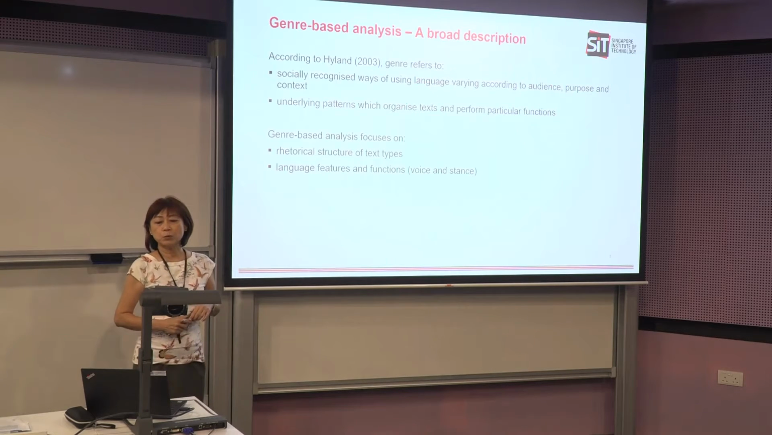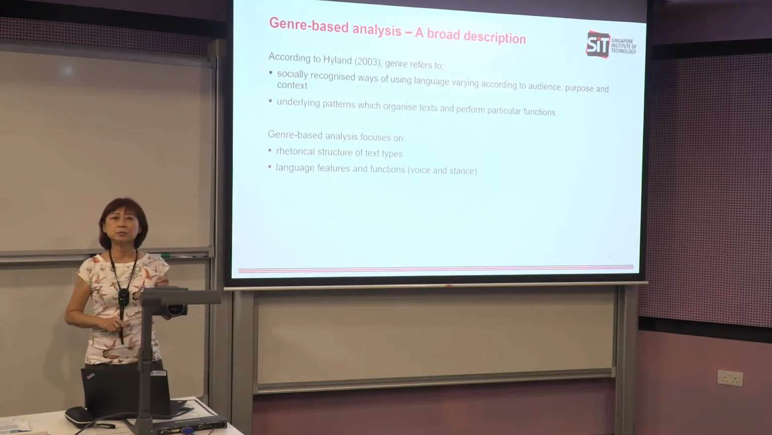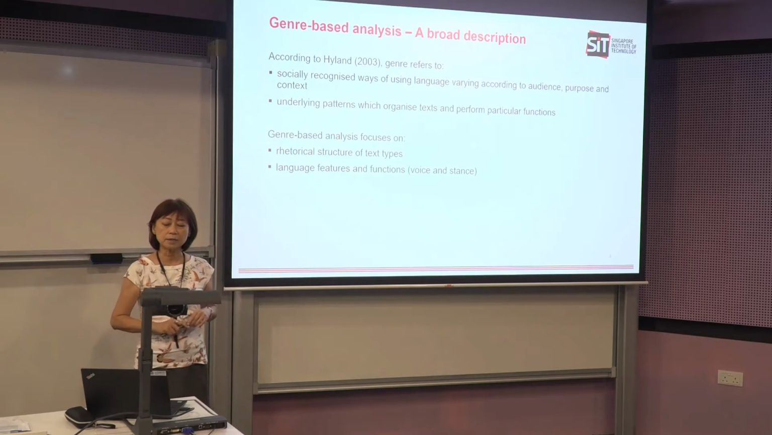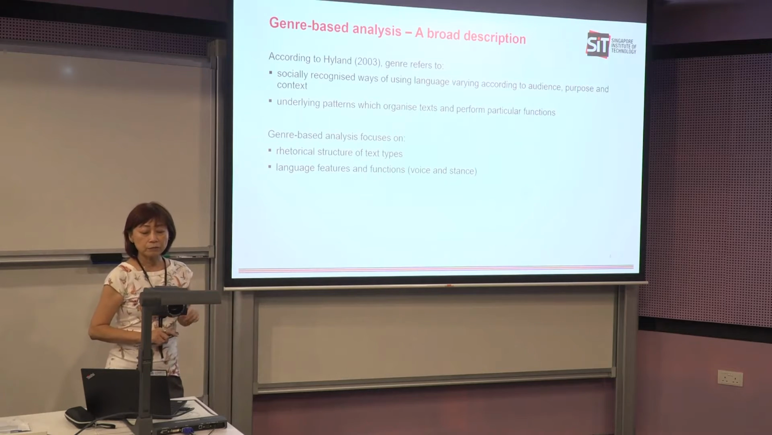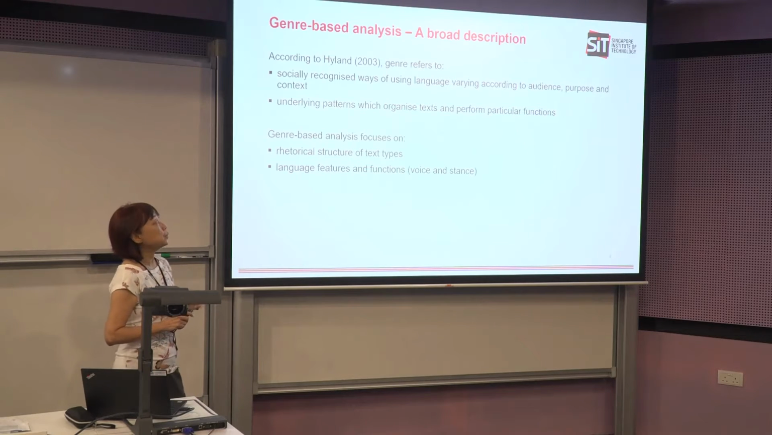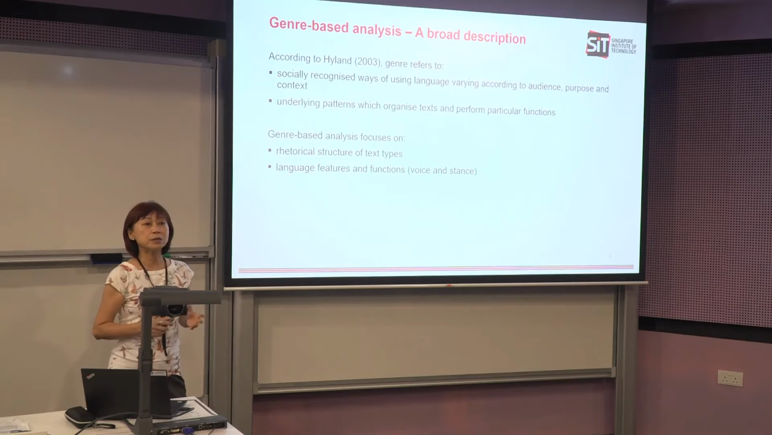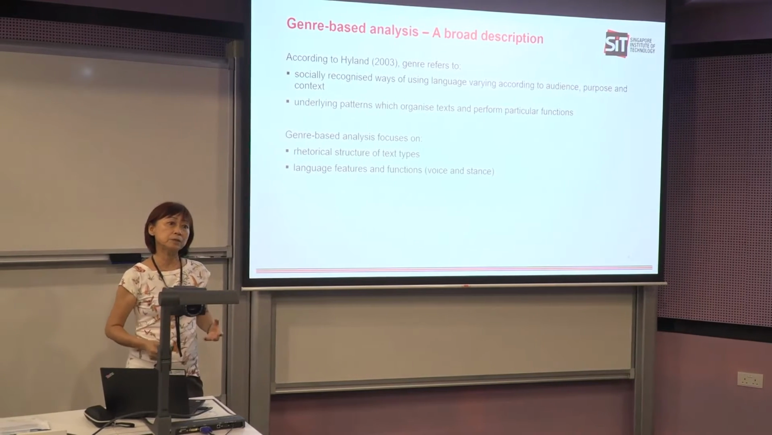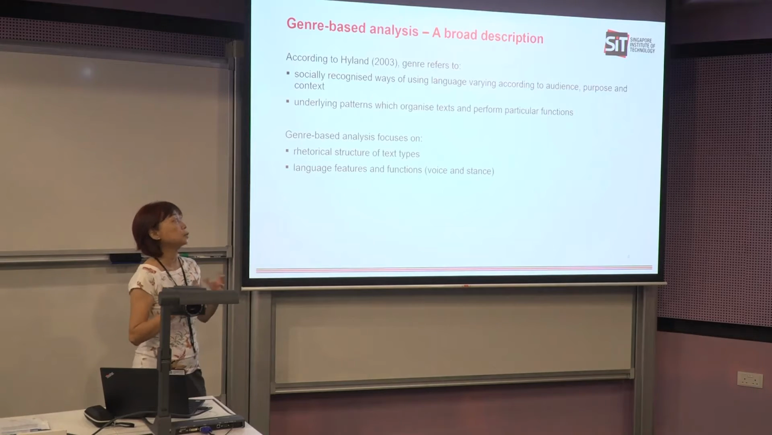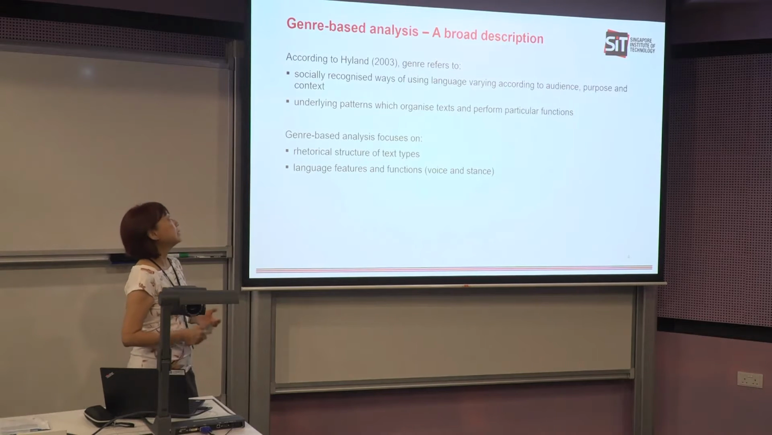So first and foremost, according to Hyland, a professor of applied linguistics, genre refers to socially recognized ways in which we use language. And this varies according to the context. It varies according to your audience, the purpose for your writing, according to the situation that you're in.